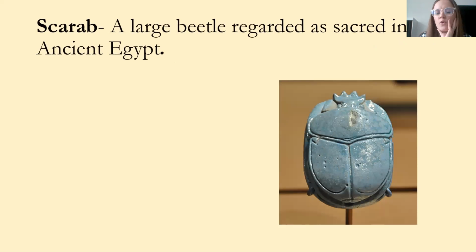A scarab. Now, a scarab is a large beetle that was regarded as sacred in ancient Egypt. So the Egyptians at least saw the scarab as a symbol of renewal and rebirth, and they were popular to have as amulets, so things hanging off like necklaces, and seals in ancient Egypt.